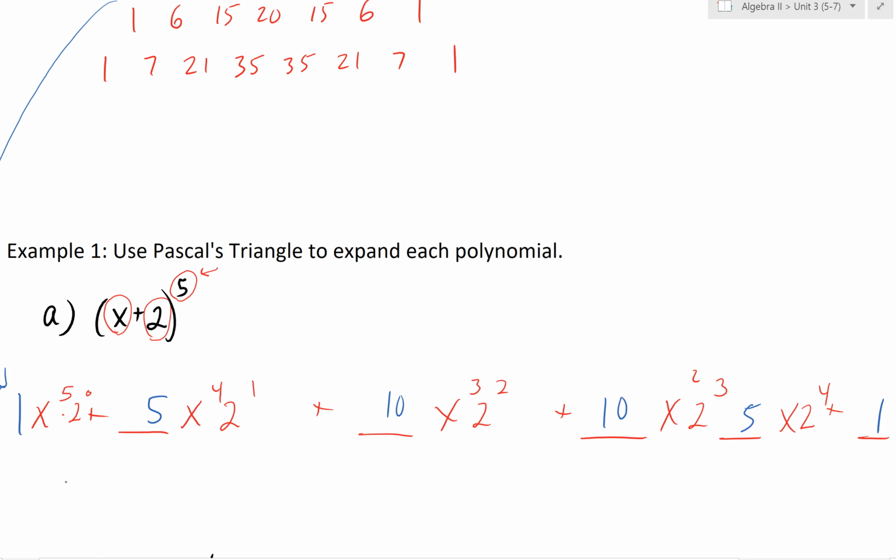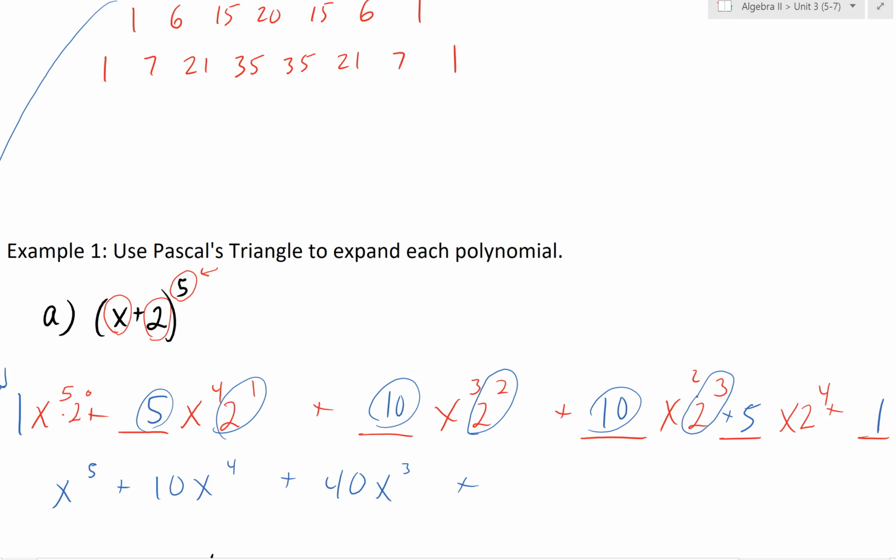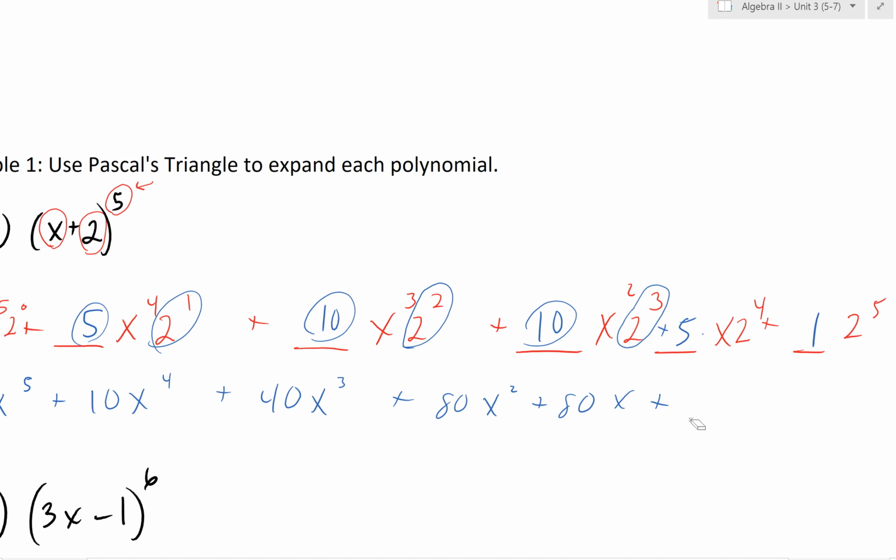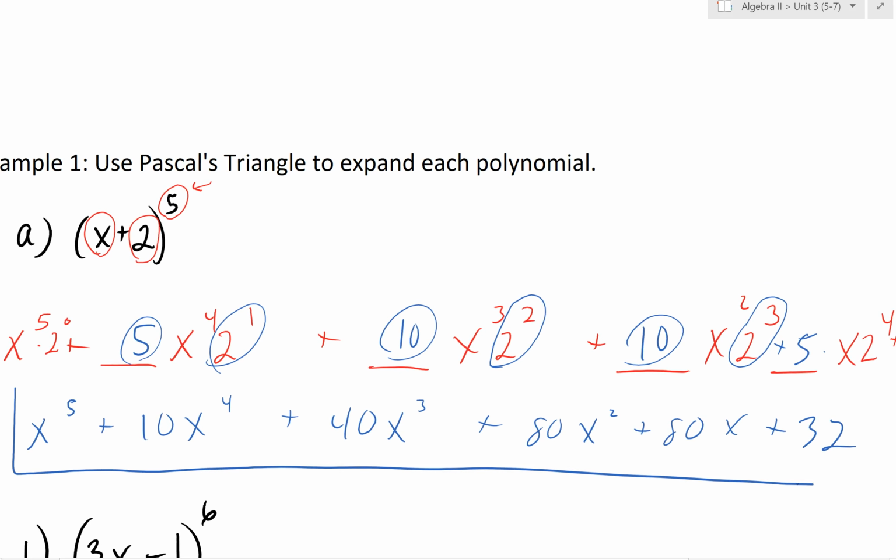And so this first term is going to just simplify to x to the 5th. The second term, look at the numerical parts. We have a 5 times a 2, and so that's 10 x to the 4th. And then we have 10 times 2 to the 2nd, which is 10 times 4, or 40, x cubed. And then we have 10 times 2 cubed, which is 8. 10 times 8 is 80, x squared. And then we have 5 times 2 to the 4th, which is also 80, because that's 5 times 16, 80x, and then plus 2 to the 5th, which is 32. Okay, so then that is our final simplified expansion.